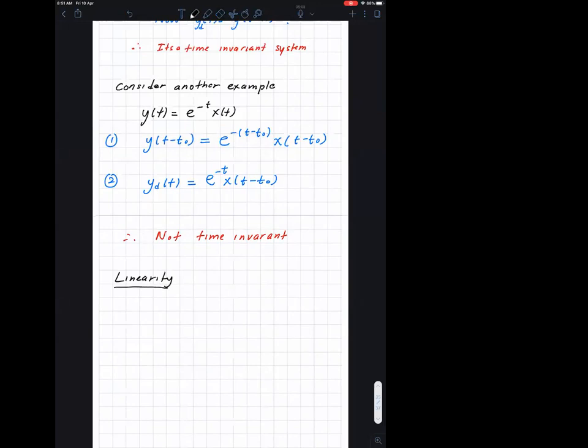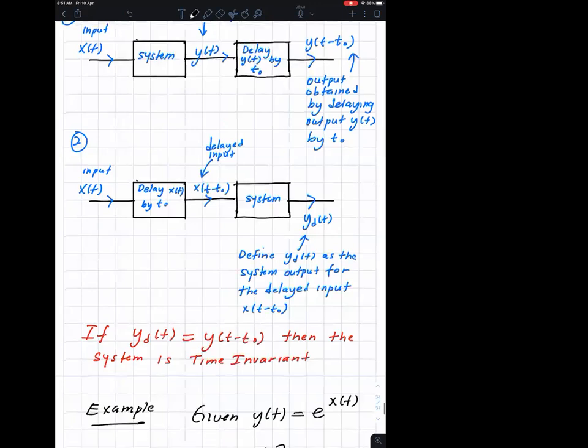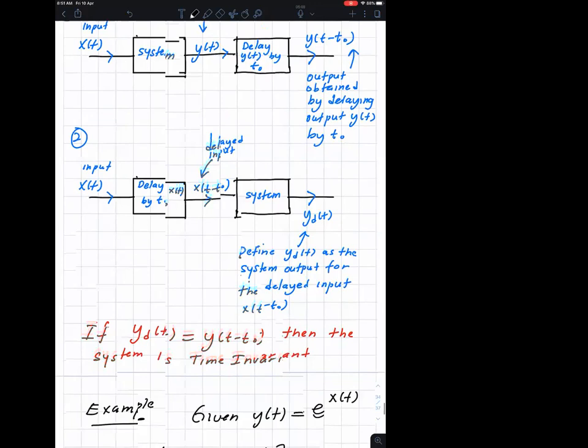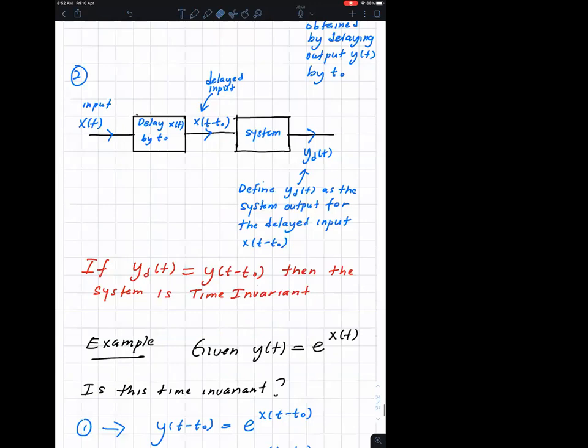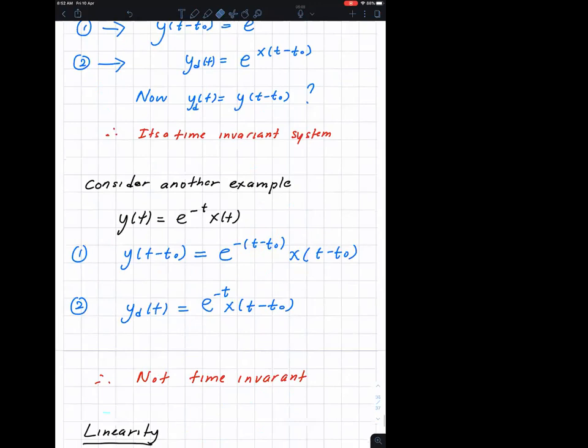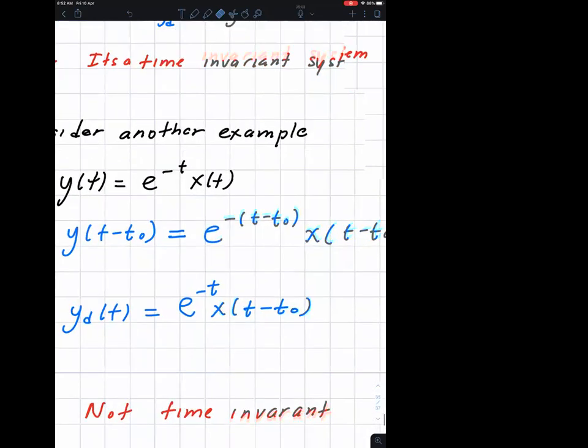I don't get it in number 2, y_d(t) equal to exponential minus t. According to this block diagram here, y_d(t) is the output due to the delayed input. Yes, I know that is a delayed input, but why are we getting exponential power of minus t? Can you scroll down? Exponent minus t, this one. So you're asking why this is not changing?